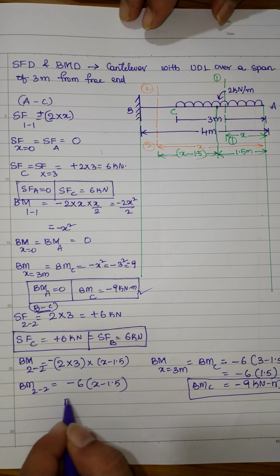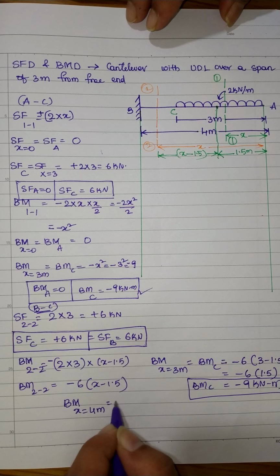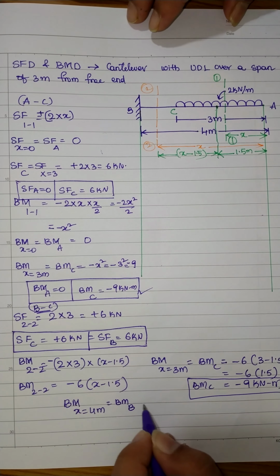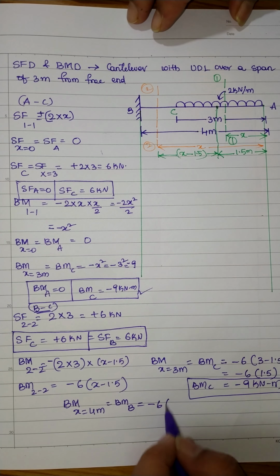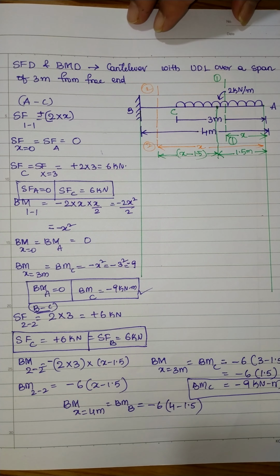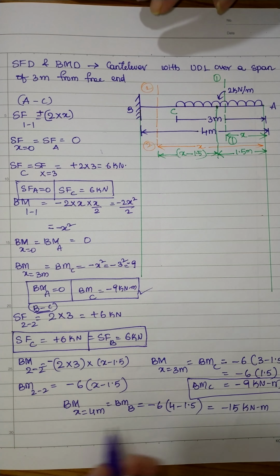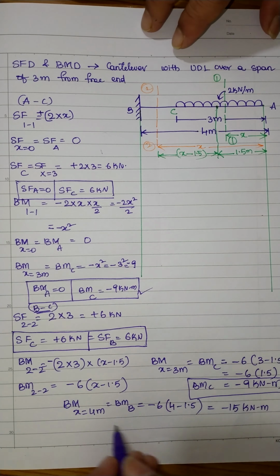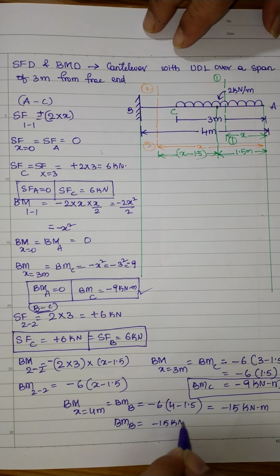Similarly, let us calculate the bending moment at a distance of x equal to 4 meter. That means the bending moment at point B. So here it will be minus 6 times (4 minus 1.5). So this will be minus 15 kilonewton meter. So we got two values here. The bending moment at point B is equal to minus 15 kilonewton meter.